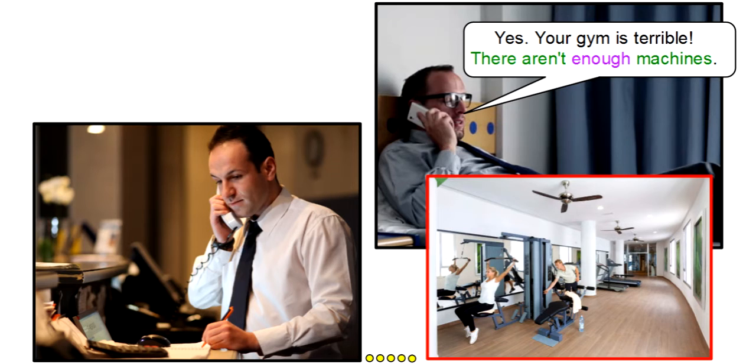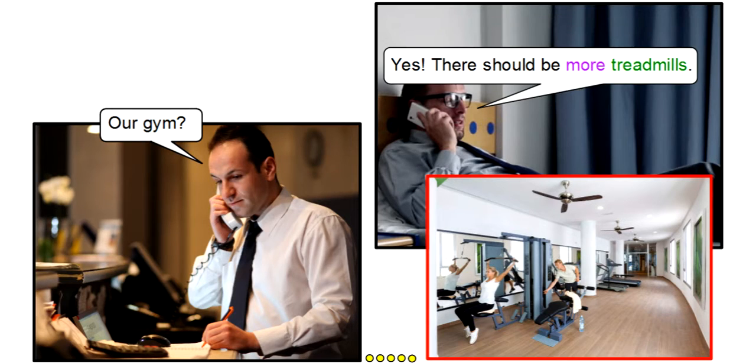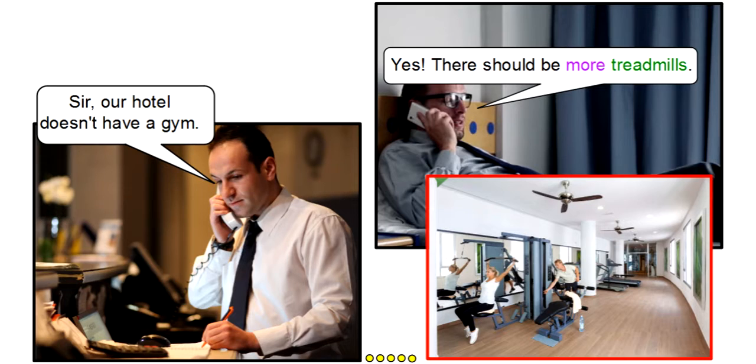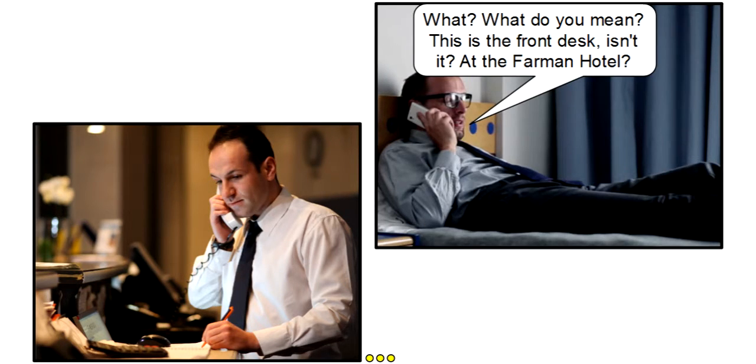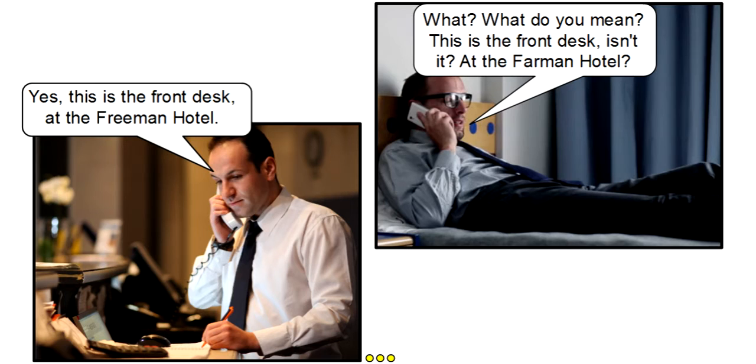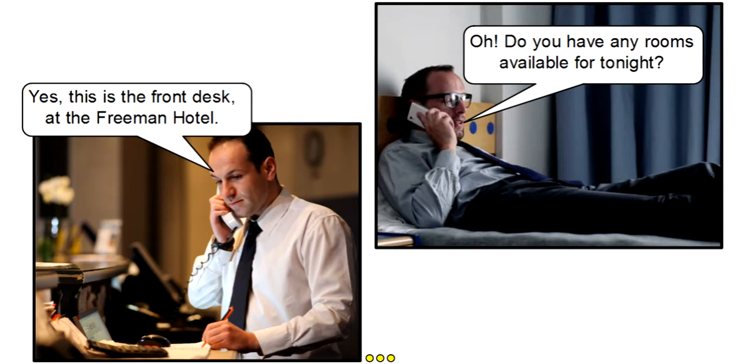Yes, your gym is terrible. There aren't enough machines. Our gym? Yes, there should be more treadmills. Sir, our hotel doesn't have a gym. What? What do you mean? This is the front desk, isn't it? At the Farman Hotel? Yes, this is the front desk at the Freeman Hotel. Oh, do you have any rooms available for tonight?